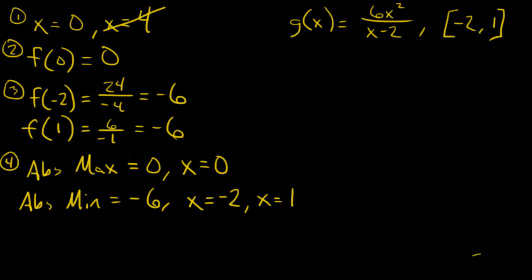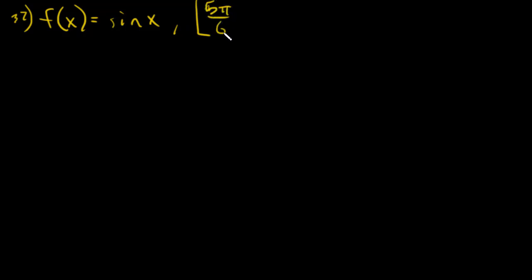Alrighty, ready for the next one? Here we go. Let me clear the screen. Let's see, so this next one, oh yes, the trig function. We need more of those. So we had, for 37, f of x equals sine x. And the domain that we were given is 5 pi over 6 to 11 pi over 6.